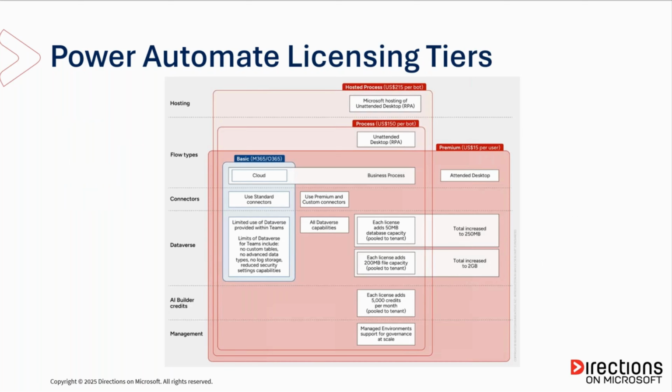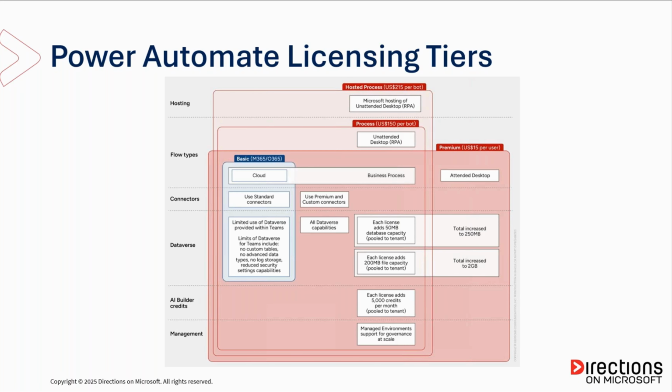All right, next slide. So remember the Power Apps diagram of this design. Here's the one for Power Automate. It shows the essentials of the Power Automate licensing model. You can see there are 4 license types to consider. You have basic, premium, process, and hosted process. This diagram is a good quick reference while you evaluate the choices and create your purchasing plan.